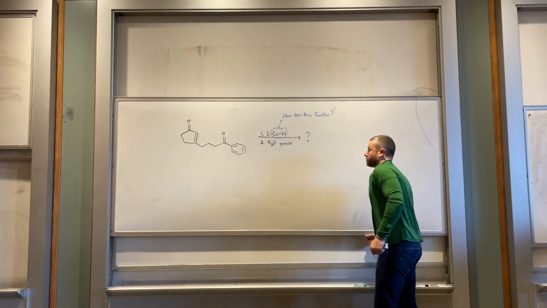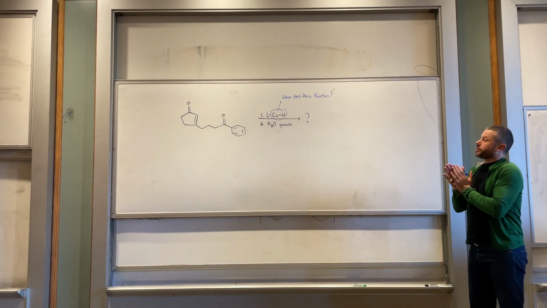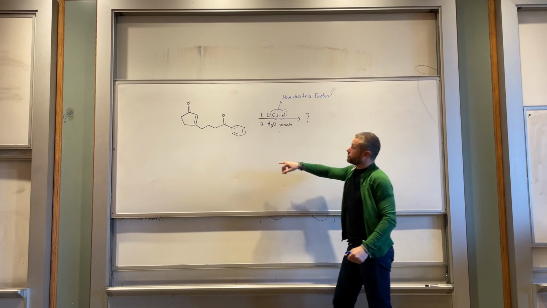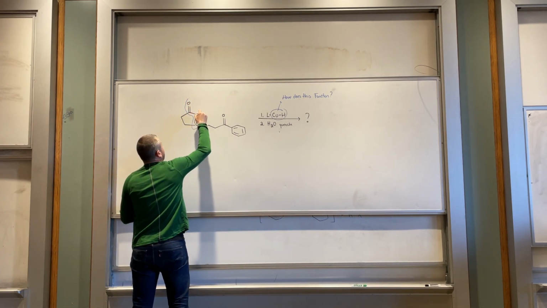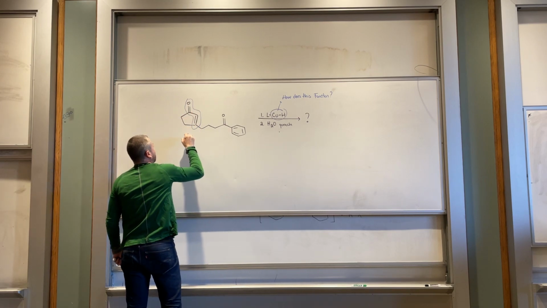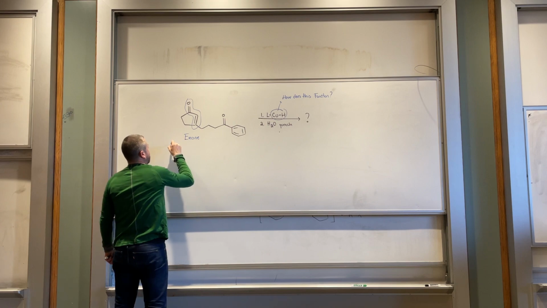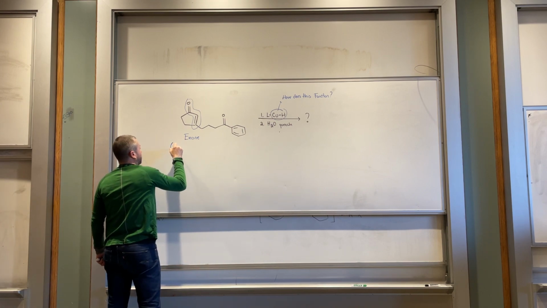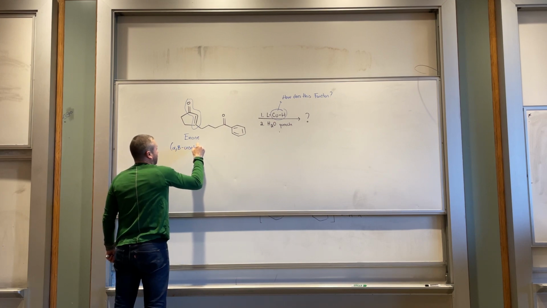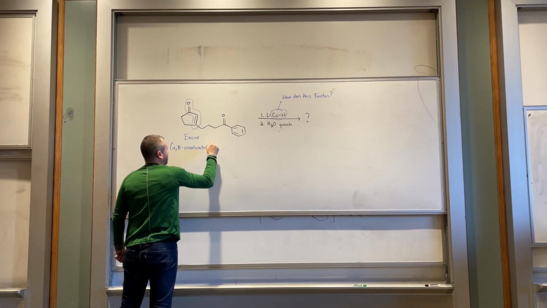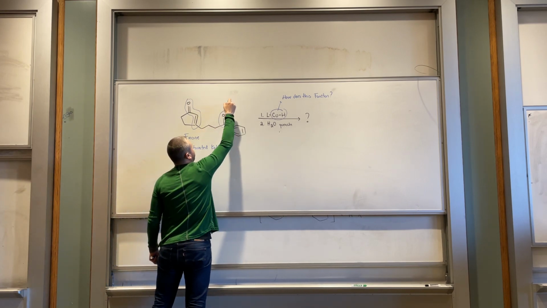So let's take a look at this problem here. All we're doing, we're taking this polyfunctional molecule. You can see we have a couple of different functional groups. So we have an enone, which is an alpha beta unsaturated ketone. And then we have a regular ketone.